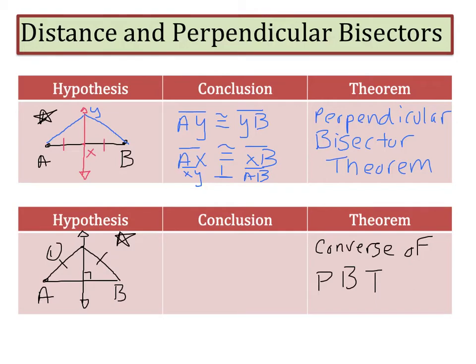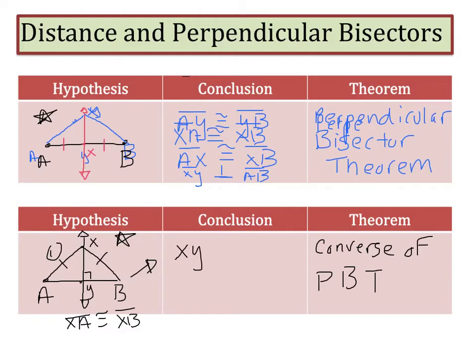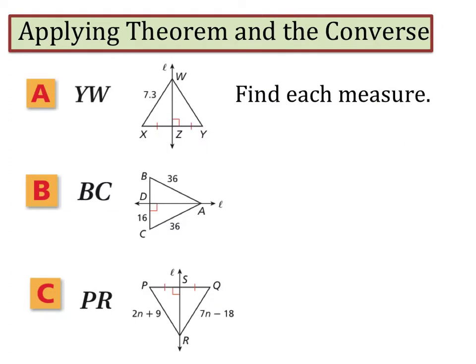So if we know that, let's call this point X, if we know that XA is congruent to XB, then your conclusion is that, let's call this point Y right here, XY is perpendicular to AB. And those are the perpendicular bisector theorem and the converse of the perpendicular bisector theorem. Let's apply these theorems now.